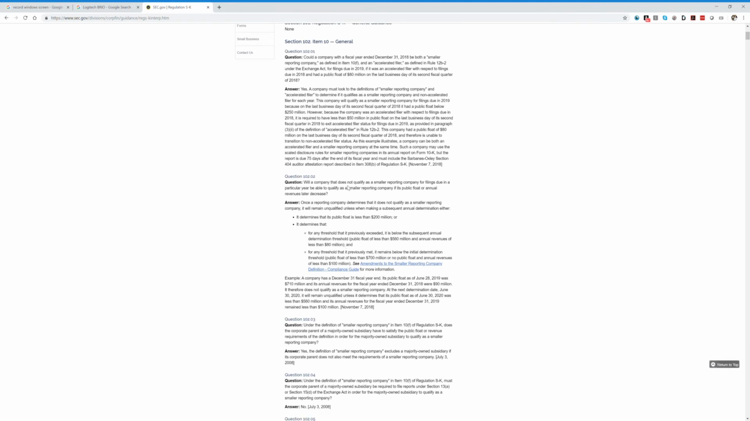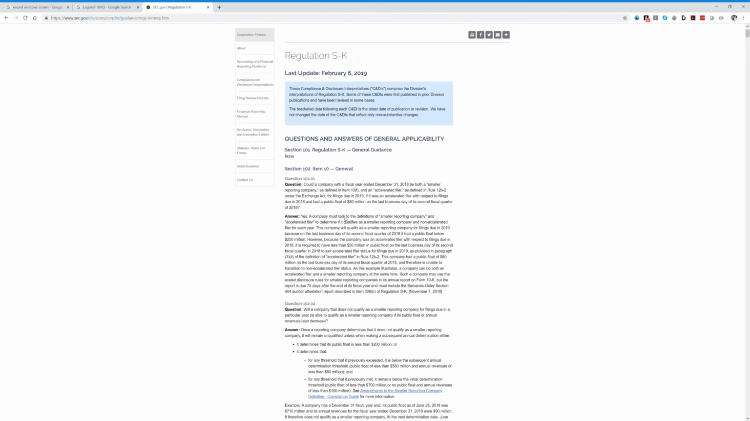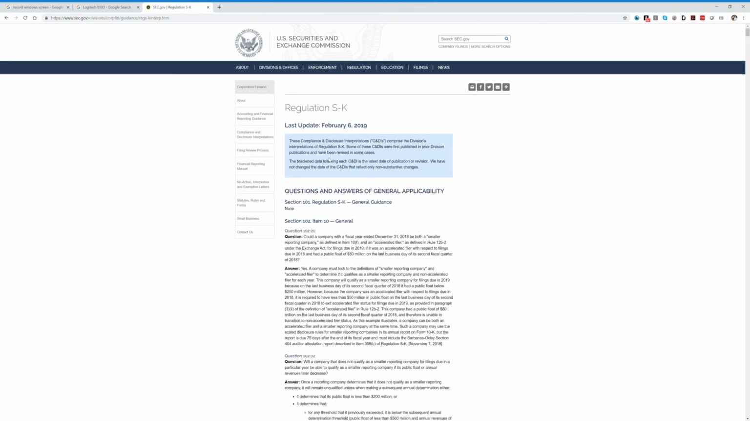So this is a brief tutorial on how to access and review C&DIs published by the staff of the Securities and Exchange Commission.